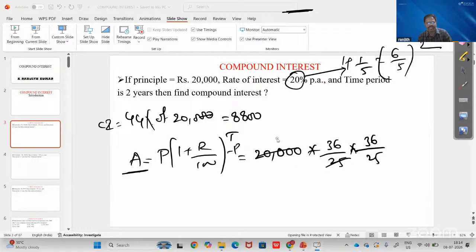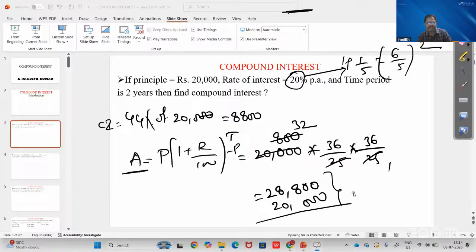25 ones are 25, 800. 25 ones are 25, 32. So do the simplification. I will get 28,800. Okay, this is the amount. So if I want to find compound interest, we need to subtract 20,000. So the difference of these two equals 8,800.